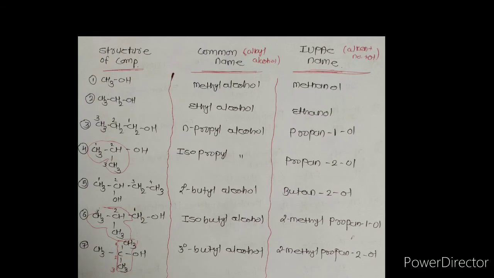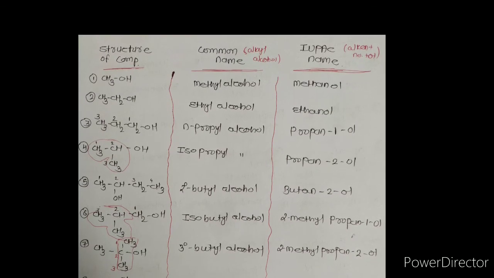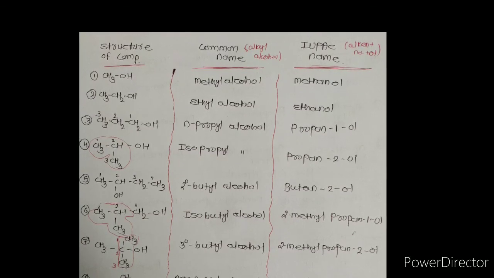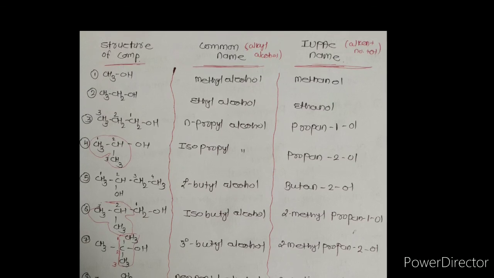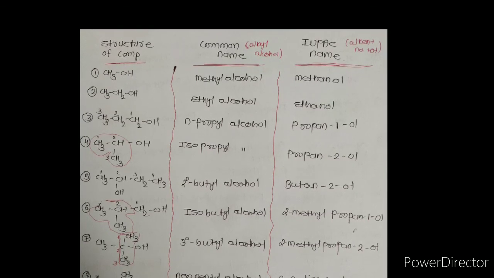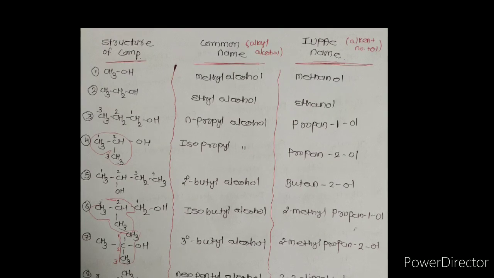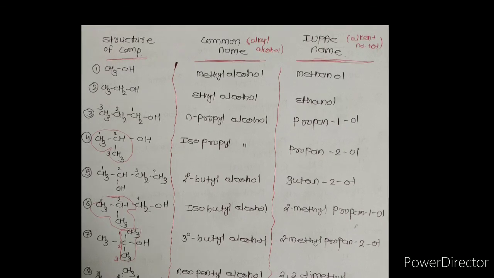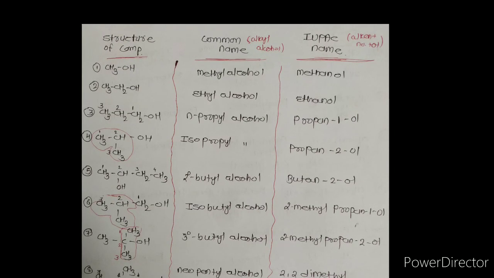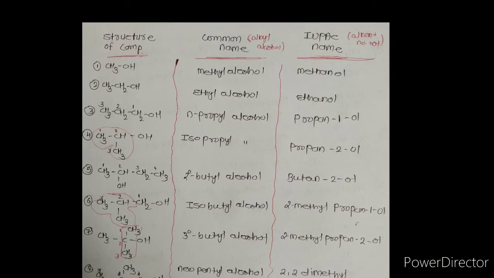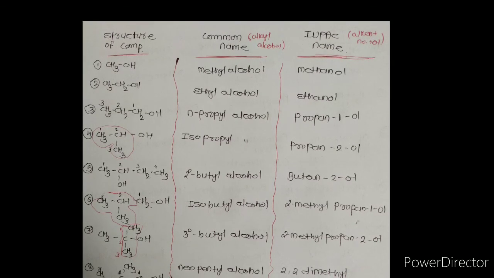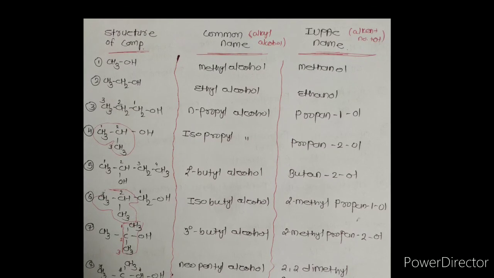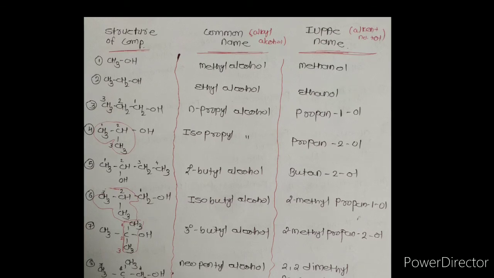Fourth compound, CH3CHOHCH3. Here CH3 CH3 is in a sequence, so we use iso for its common name. The total number of carbons is 3, hence it becomes propyl, and due to the OH group it becomes alcohol. So the final common name is isopropyl alcohol. For its IUPAC name, the OH carbon gets the second number, so its name is propan-2-ol.